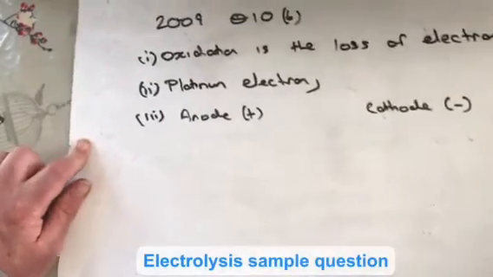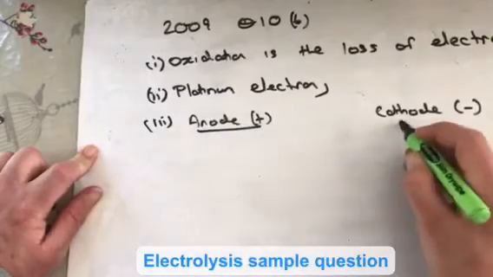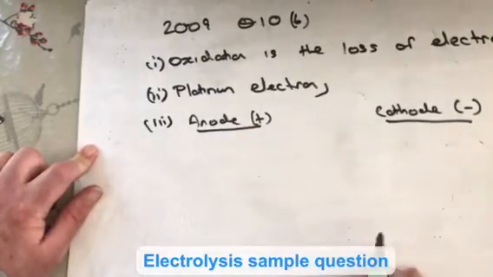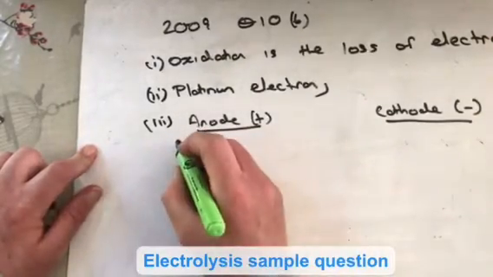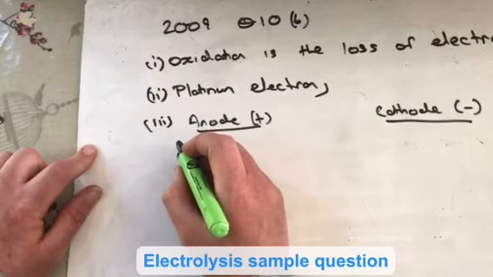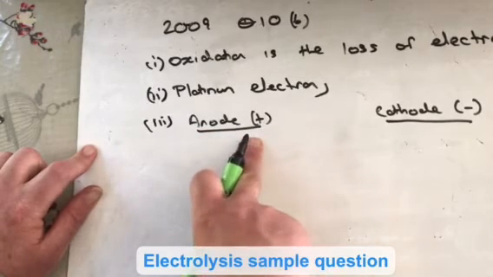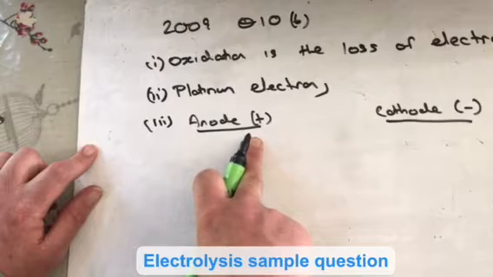So anode, girls, your positive electrode. Remember, you're going to have your negative ions flowing to your anode. You're going to have your positive ions flowing to your cathode. So remember, in your potassium iodide solution, the negative ions are going to be your iodide ions, your I- ions, and also your OH- ions.